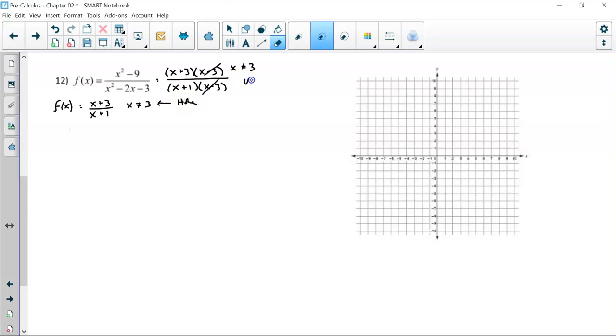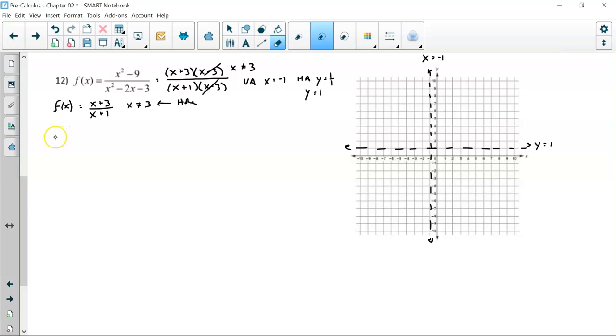So for our vertical asymptote, x equals negative 1. It's the real 0 of the denominator. Our horizontal asymptote, the degrees are the same. So y equals 1 over 1, so y equals 1. So x equals negative 1, y equals 1. All right, so let's make a table. Oh, let's find our intercepts first.